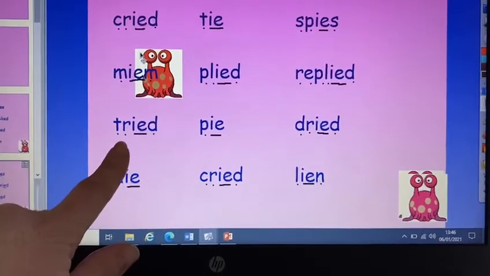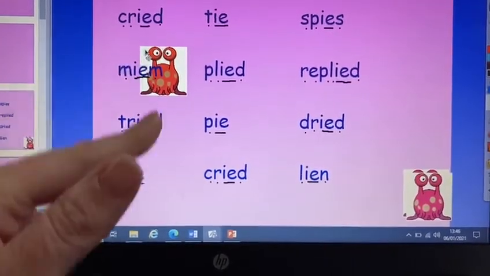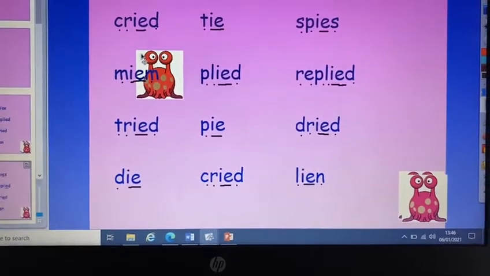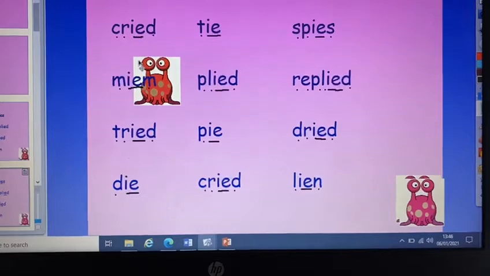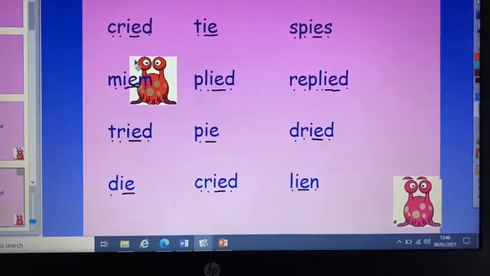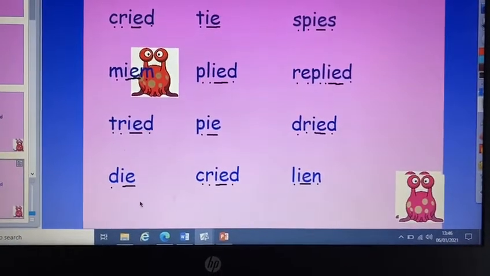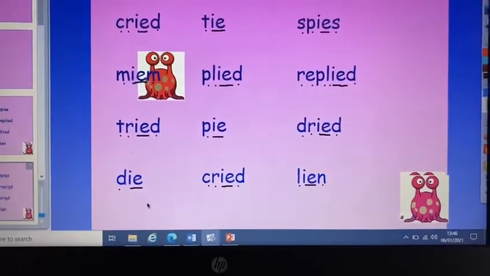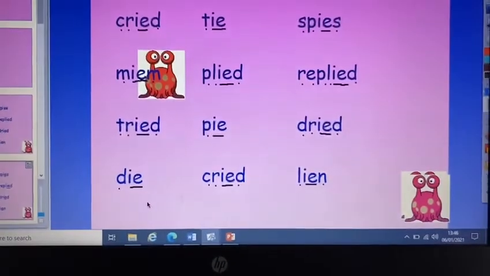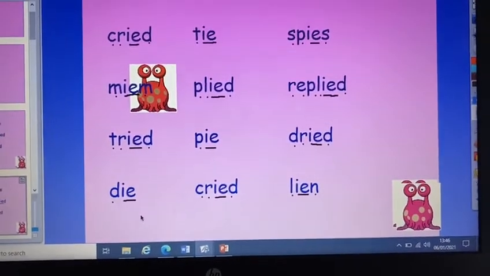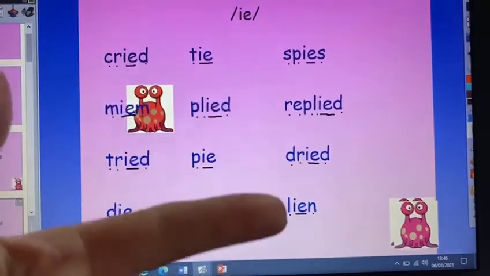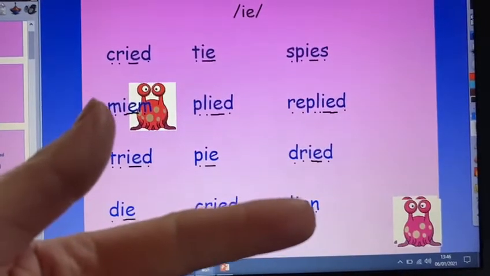Okay, so next one here, we've got tried. So have a think about whether that's real or alien. And that's a real word, isn't it? And here we've got die. And we know that that one's a real word too. And up here, tie.